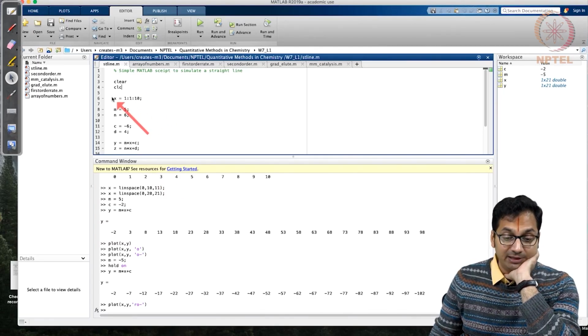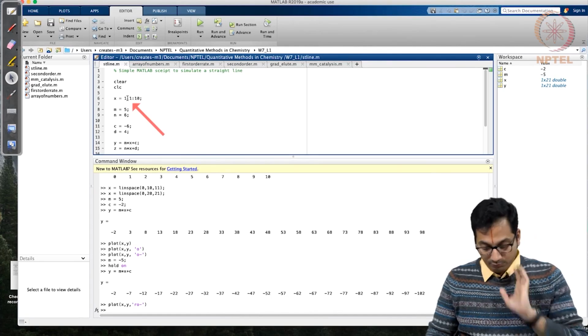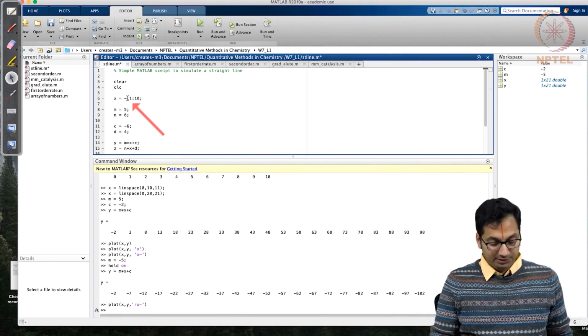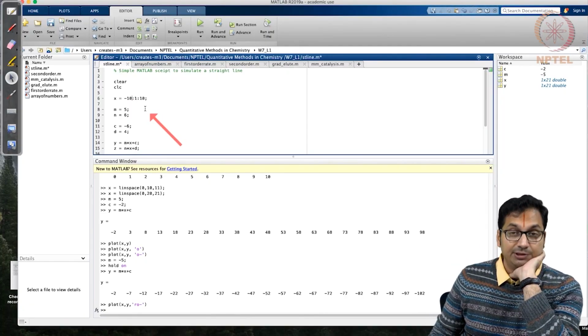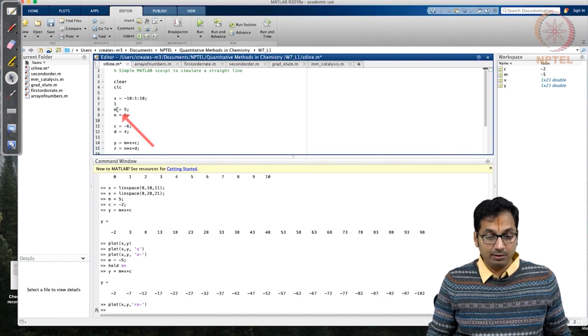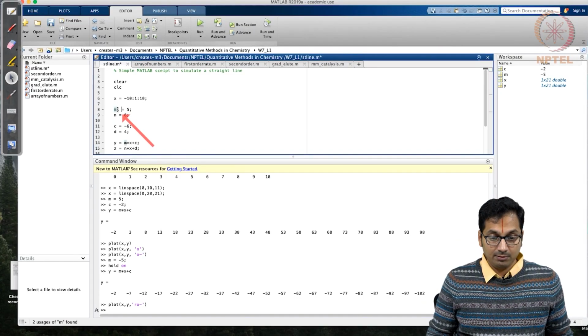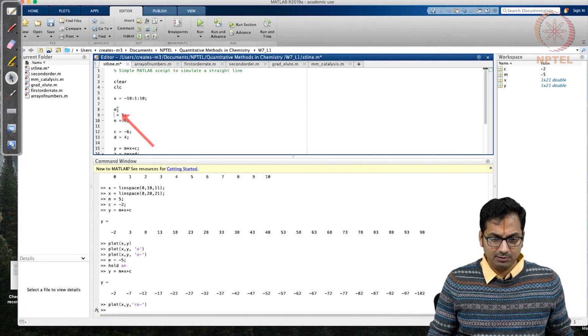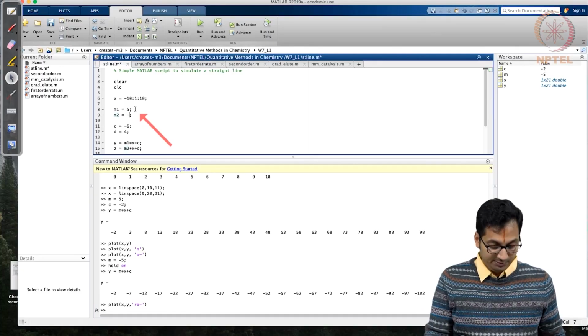And then you're declaring the variable x that goes between 0 and 10 with 1 integer units. Let's say, we can actually say -10 to plus 10 with 1 integer units. We are giving a certain set of slopes, so we'll call it m1, which is 5. We can give m2 as 6 or even -5, that's what we just simulated.